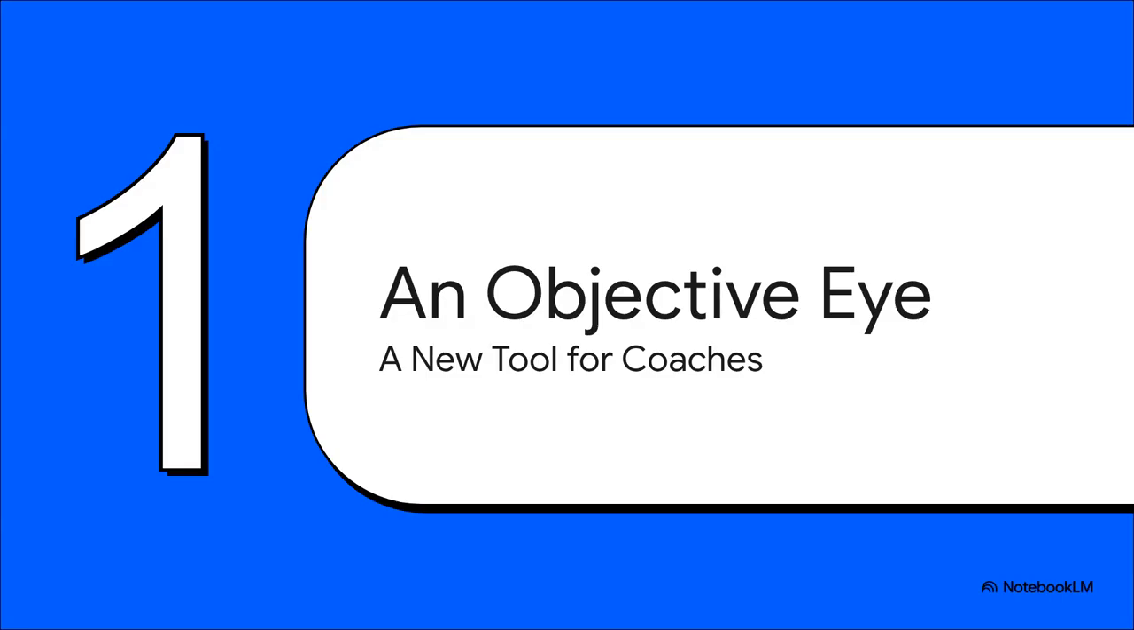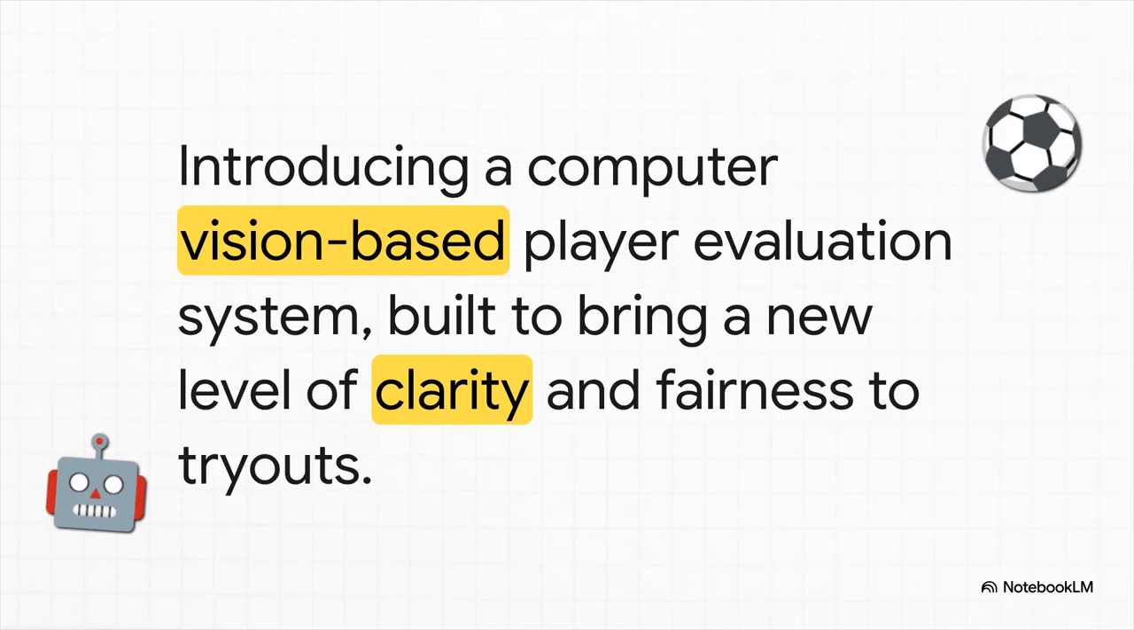But what if there was a way to get past all of these challenges? What if you had a tool that could provide a truly objective eye on the field for every single player, every single moment? Well, that's where something like a computer vision-based player evaluation system comes in. It's designed specifically to bring a whole new level of clarity and fairness to the trial process, using technology to see what the human eye might miss.